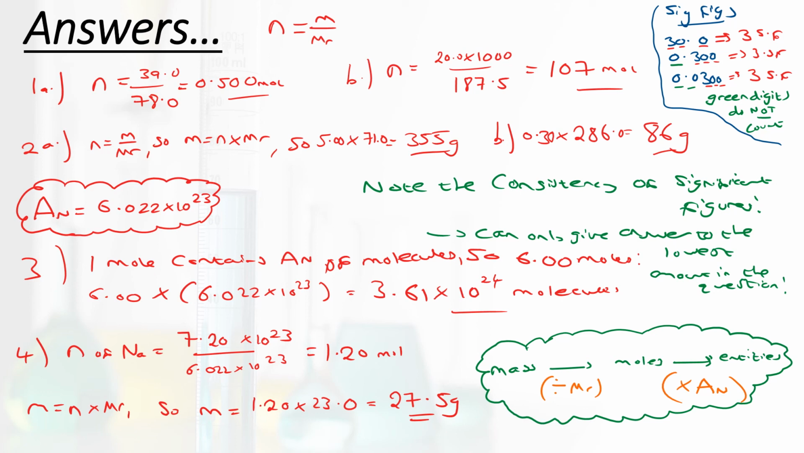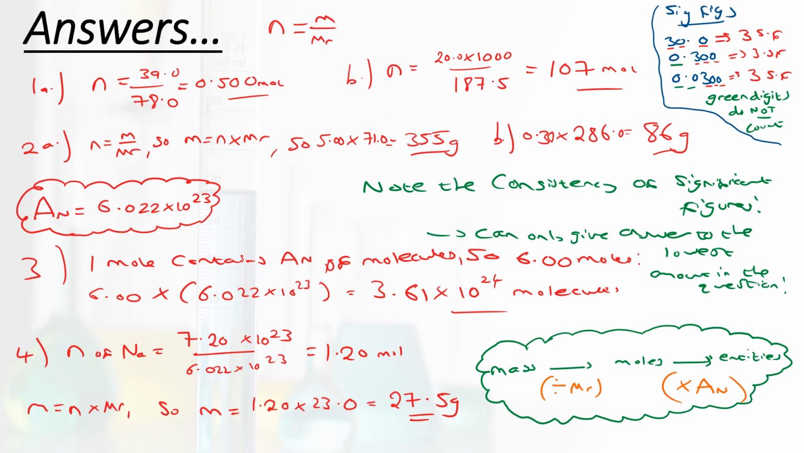And a really useful thing that I always remember for this is that to get from mass to moles, we use the equation and we divide by Mr: n equals m over Mr. And if we want to go from moles to the number of entities, whether that be atoms or molecules or ions, we times by Avogadro's number. And then the reverse holds true as well. If I want to go from entities to moles, I divide by Avogadro's number. If I want to go from moles to mass, I times by the Mr.